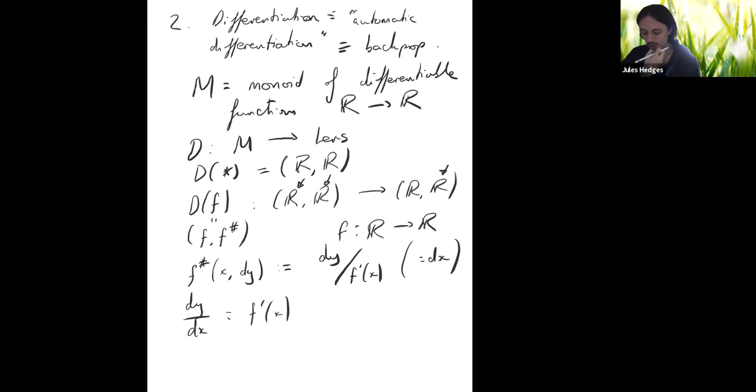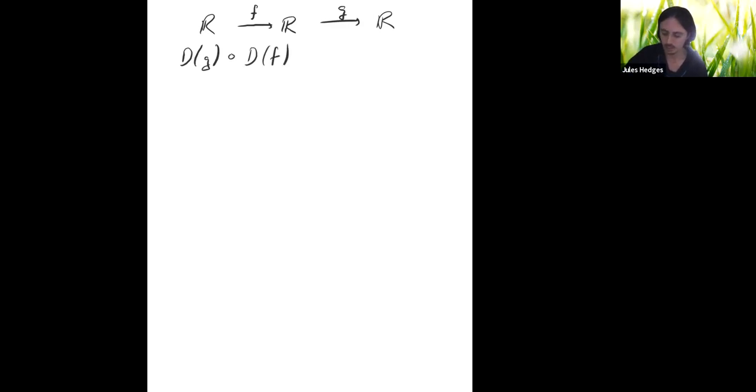So you can now ask the question, is this actually a functor from M to Lens? Does this respect function composition? The answer is yes, and this fact turns out to be exactly the chain rule. So if I take some f from R to R followed by some g from R to R, then if I do D of g after D of f as a lens composite, along the top is just function composition, and along the bottom, let's call this h sharp.